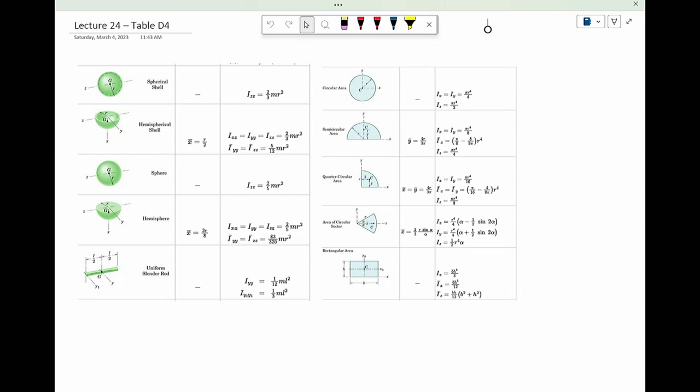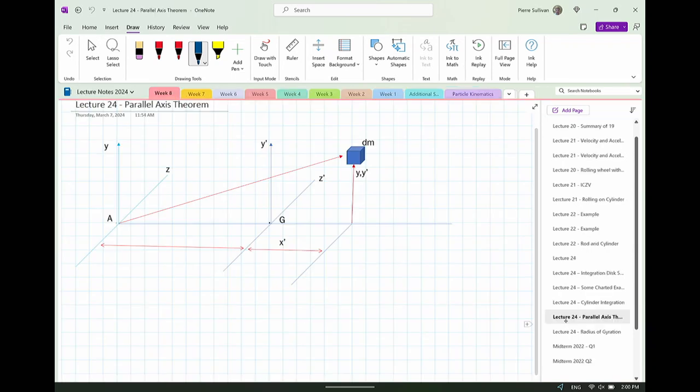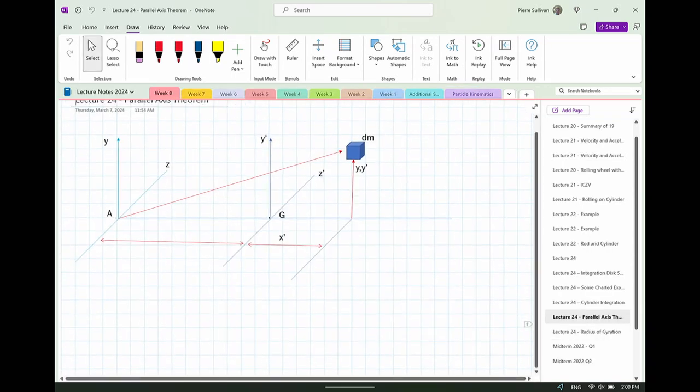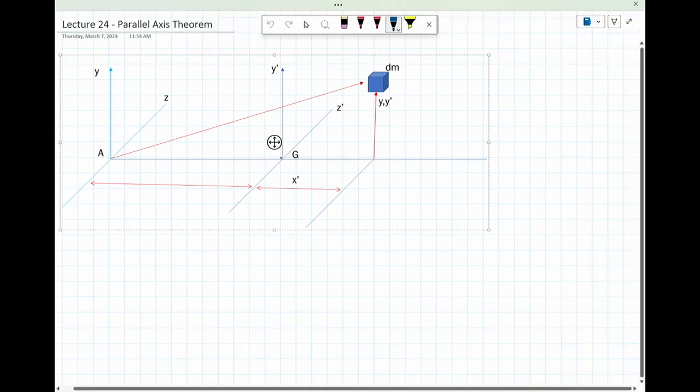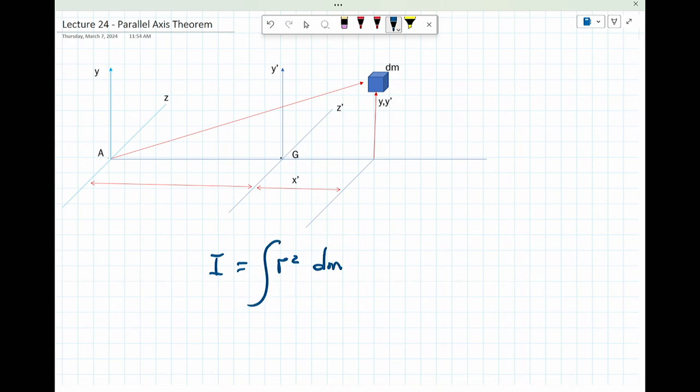As you do these shifts, you have to be aware of how you're doing it so that you can substitute things in. And the way to do that is one of the things that you do have to know, which is the parallel axis theorem. So with the parallel axis theorem, I know that I is equal to the integral of r squared dm.